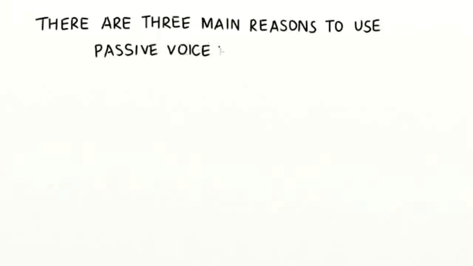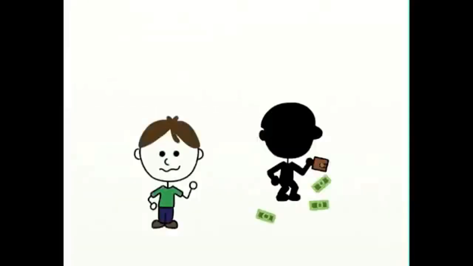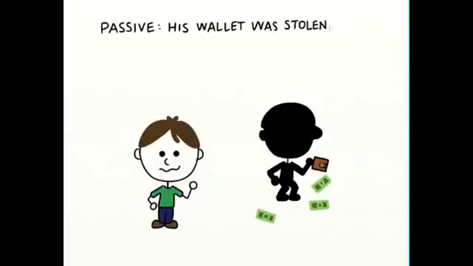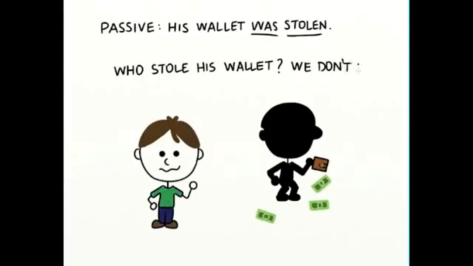There are three main reasons to use passive voice. The first reason is if the subject is unknown. For example, his wallet was stolen. Notice we use was, the past form of to be, and stolen, the past participle of steal. Who stole his wallet? We don't know. That's why we use passive voice.